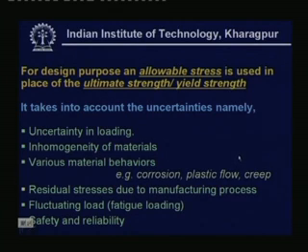Now, this allowable stress obviously is lower than the ultimate strength or the yield strength in design. Why is it being taken? It takes into account the uncertainties that have been listed over here. Some of the salient points have been listed: the uncertainty in loading, inhomogeneity of materials, that you understand that all materials are not homogeneous materials, there could be defects in the materials, and the load.